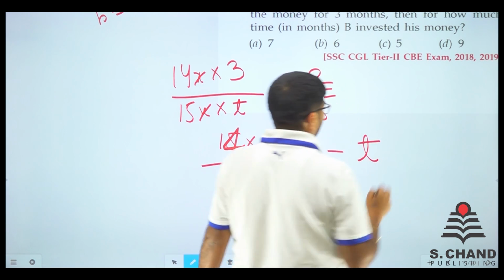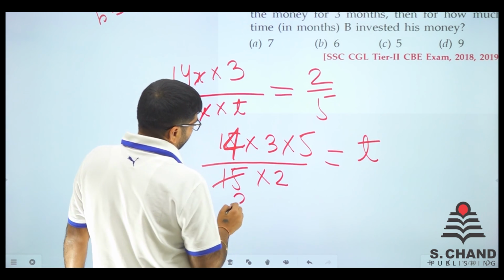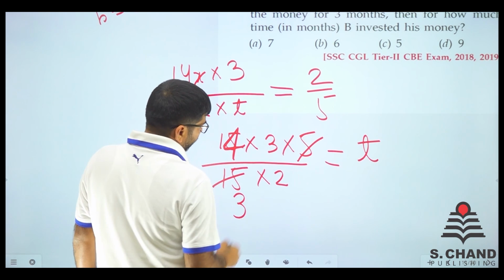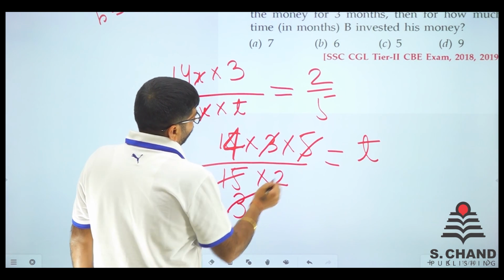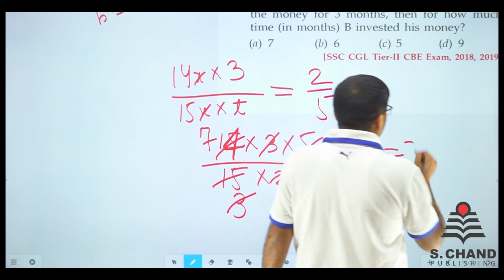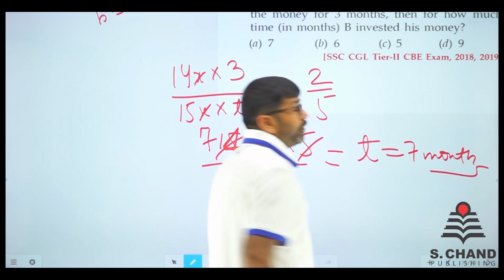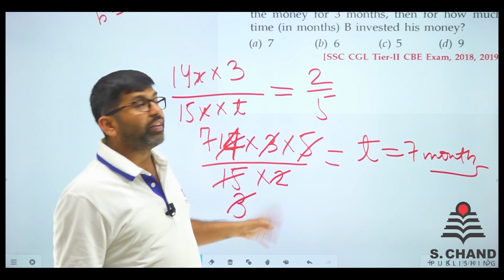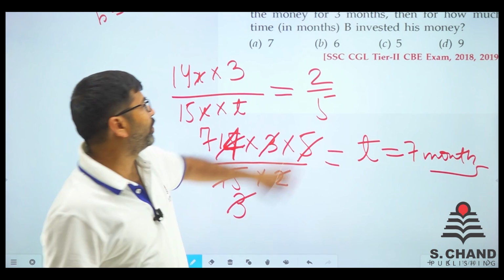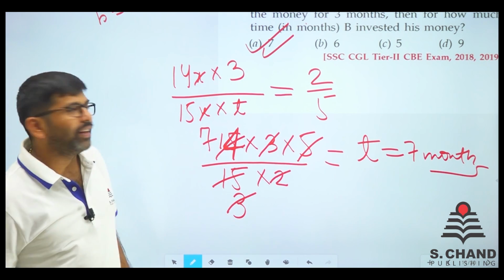That is what the actual time is, we need to find out. So what we do is 15, 3 times and 0. 3 done. So 2 divided by 14 is 7. So total 7 months B invested, and then it was 2:5. So the first answer, option A, is 7, and that is our answer.